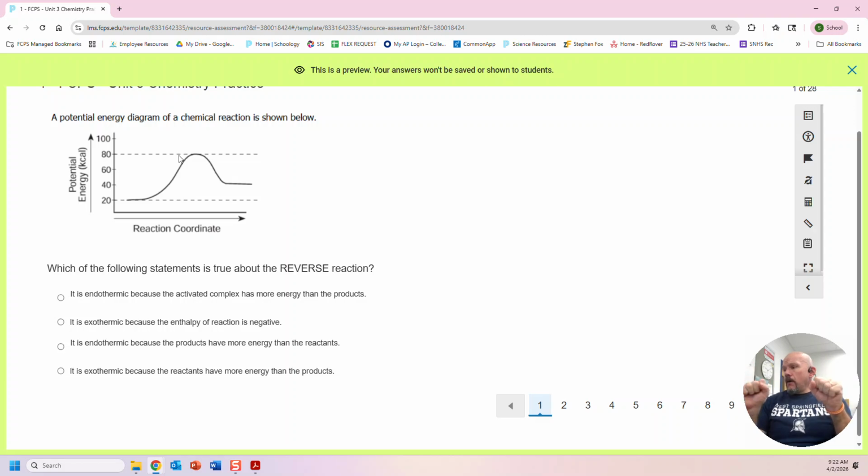But before, as they collide with each other and then become the products, that kind of jumbled up mess of stuff is the high energy activated complex. And then it restabilizes in the form of the products.